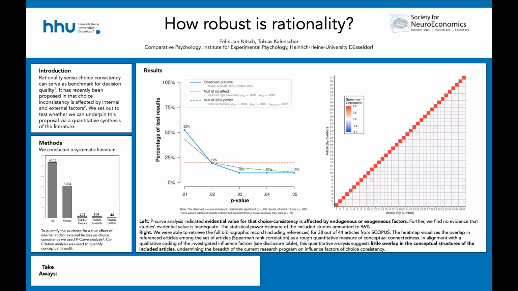Hence, from our results, we can formulate three takeaways. First, there is strong evidence in the literature that rationality is malleable by internal and/or external factors. Second, evidence for more specific synthesized statements is still sparse, however. Third, choice consistency research is conceptually diverse and only loosely connected, as indicated by bibliometric indicators.